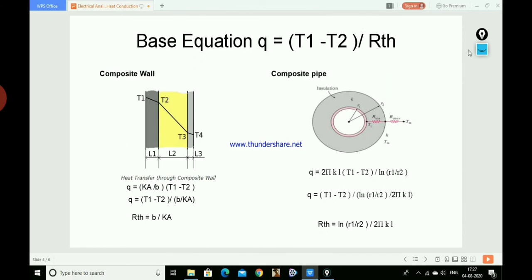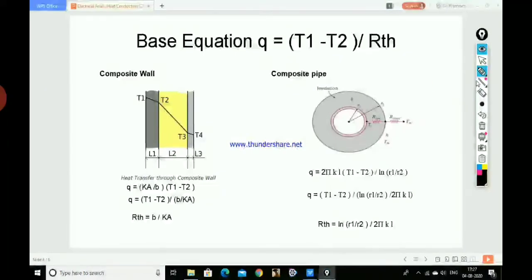So we are having the base equation Q equals (T1 minus T2) by RTH. In the previous slide, we saw how that RTH comes. Now for a composite wall, we just have to compare this equation with the standard equation. After comparing, we take that K towards the denominator, and we get Q equals (T1 minus T2) by (B by K).